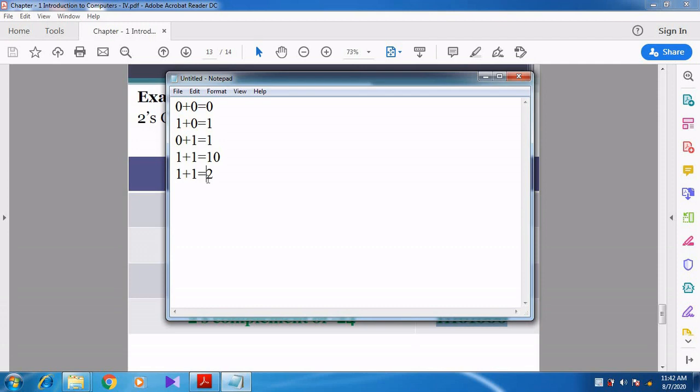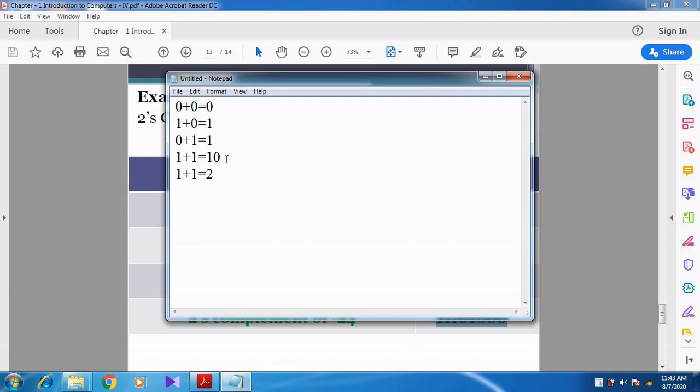Divide by 2. 1 plus 1 is 2, students, but this is a decimal number. Whenever we add binary numbers, we should get only a binary number. So we convert the decimal number to binary. 2 divided by 2, 1 twos are 2, so the remainder is 0. So it becomes 10.